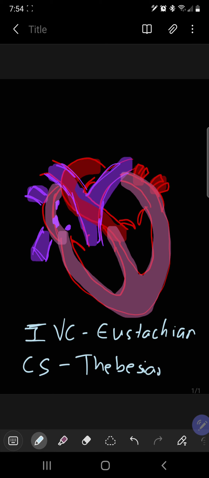And the way I remember this is CT. So C for coronary sinus, T for Thebesian valve, and then IE. So I for inferior vena cava, and E for Eustachian valve.